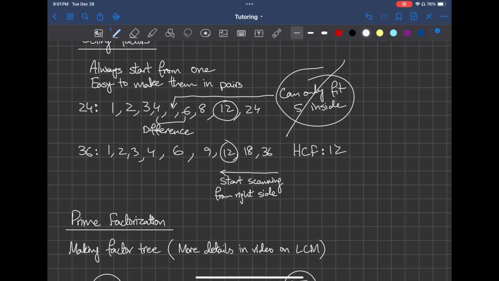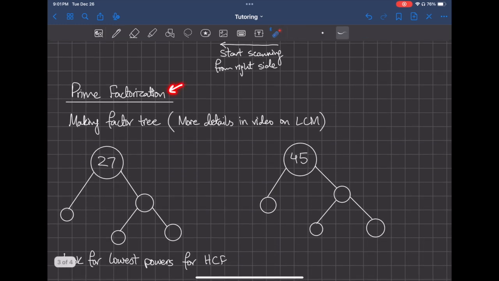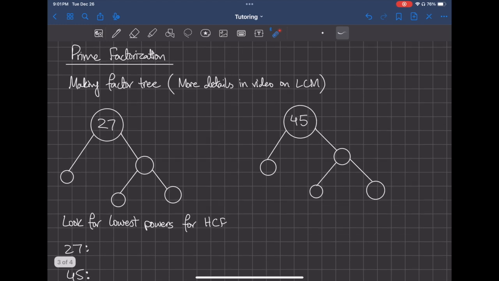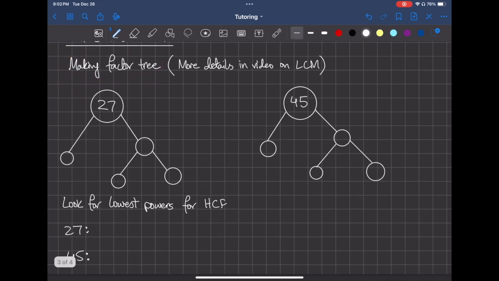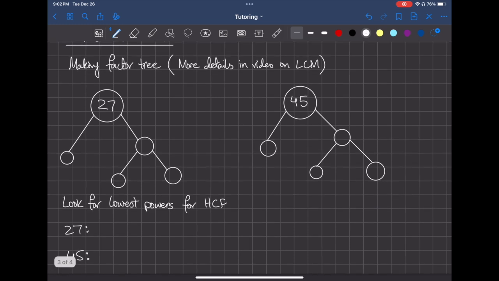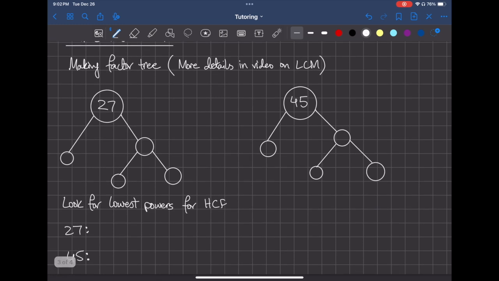The second method to find the highest common factor is by using prime factorization. This time, let's try two different numbers, 27 and 45. We went over this method in greater detail in the previous video to find the LCM. So, if something is confusing, please make sure to check that out. We start by making a factor tree for 27. Basically, we start dividing by the lowest prime number. Since 27 is not divisible by 2, then we move on to 3 and create the factors 3 and 9.